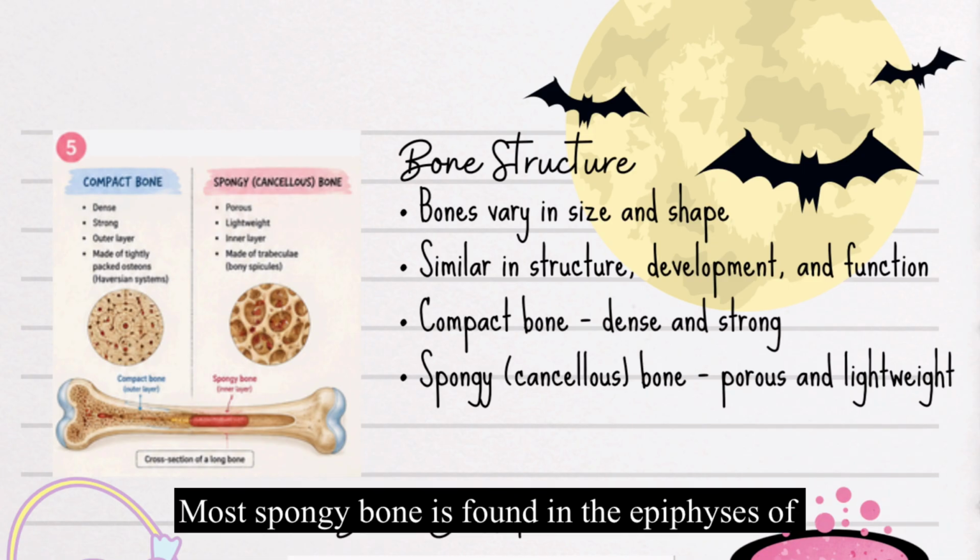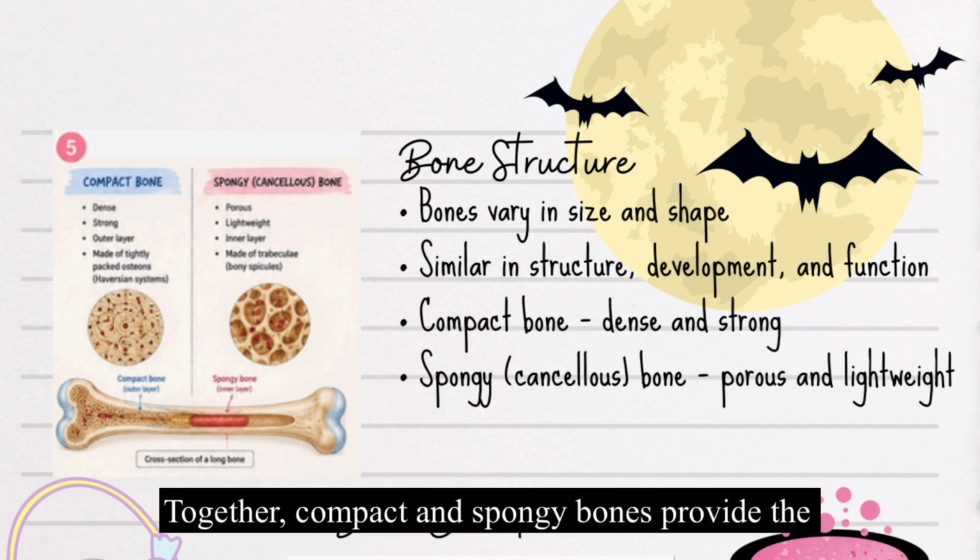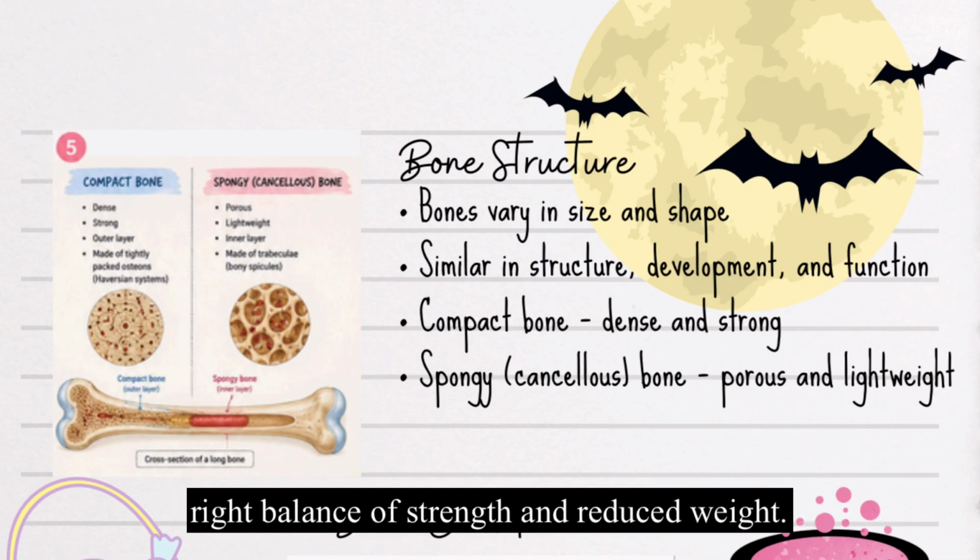Most spongy bone is found in the epiphysis of long bones and inside flat, short, and irregular bones. Together, compact and spongy bone provide the right balance of strength and reduced weight.